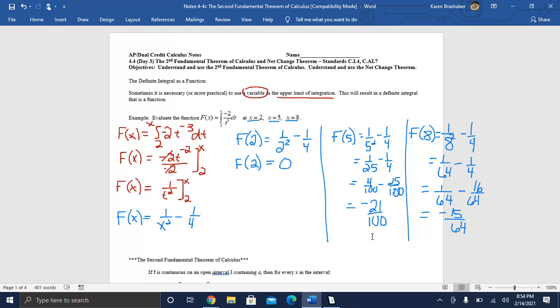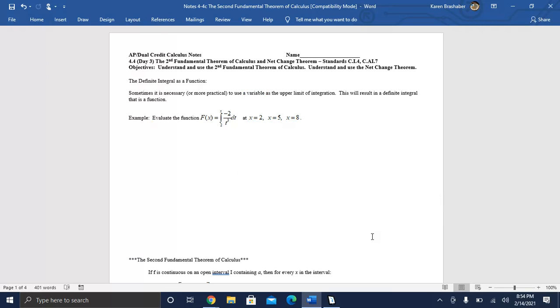And again, sometimes it's more practical to use a variable as that upper limit of integration rather than doing the integration multiple times. So you'll see that is something that will lead us to the second fundamental theorem of calculus. So that's the next thing that we will take a look at. In the second fundamental theorem, let me scroll up.